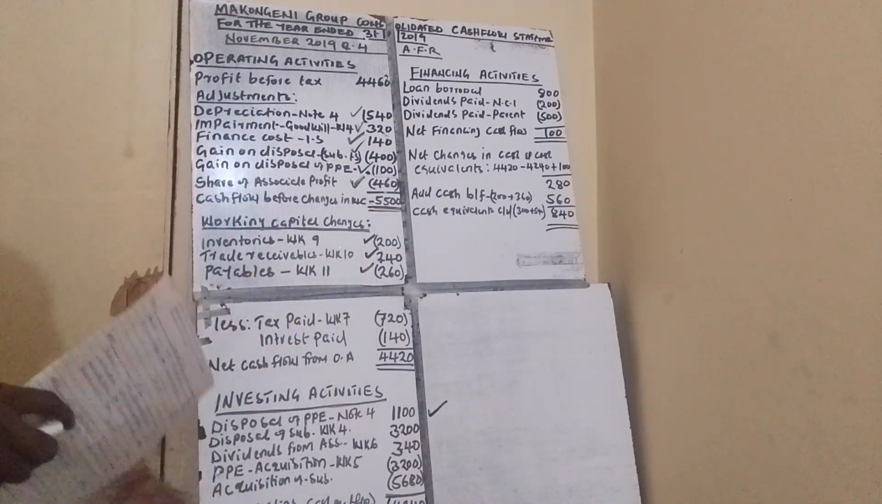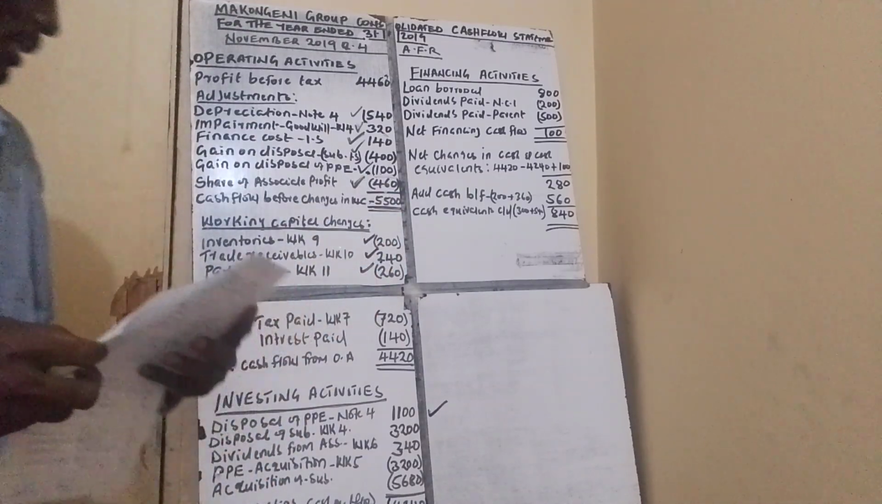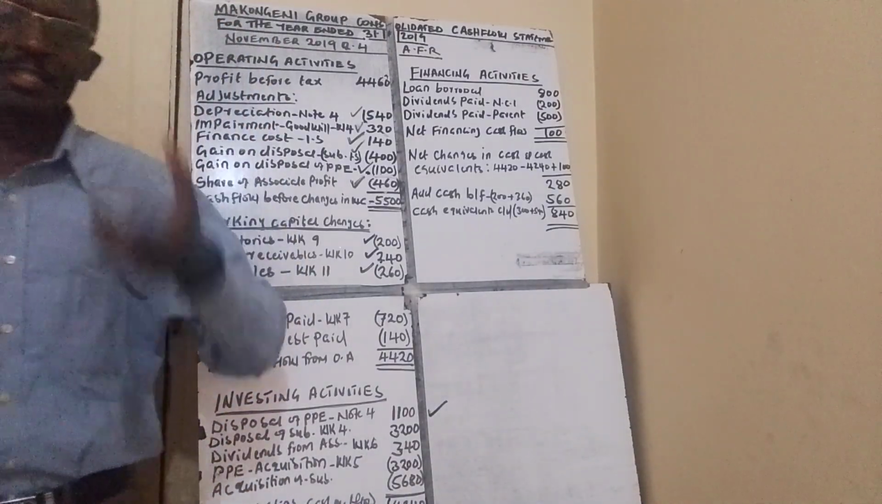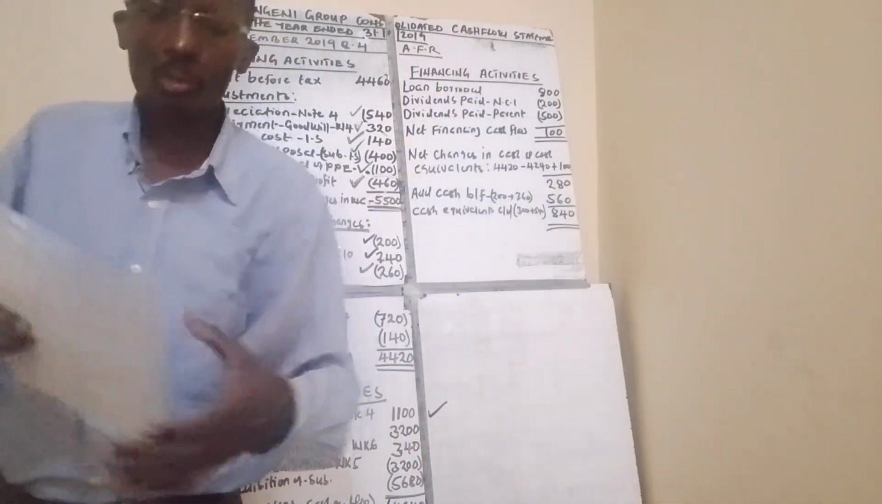And then lastly, you less the tax paid. The tax paid, how much tax? This tax tells us the actual tax which was paid.